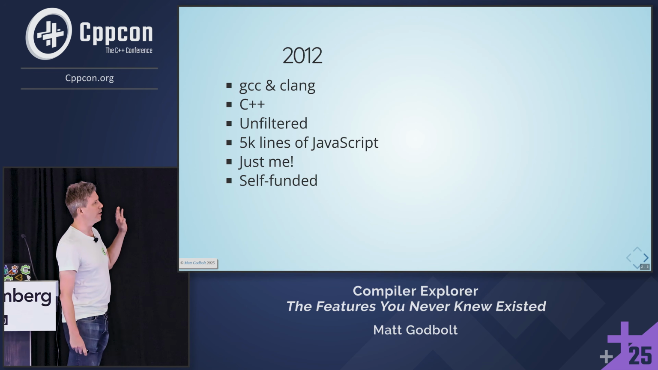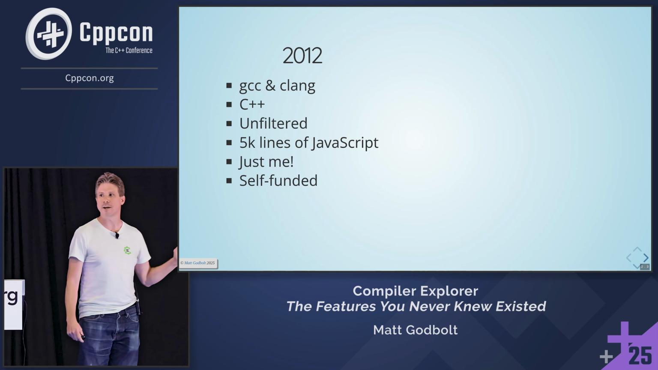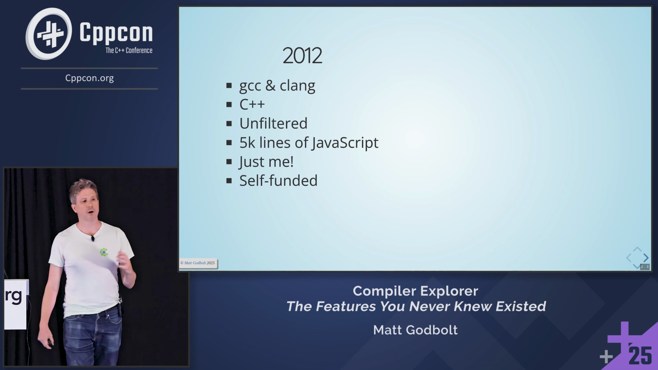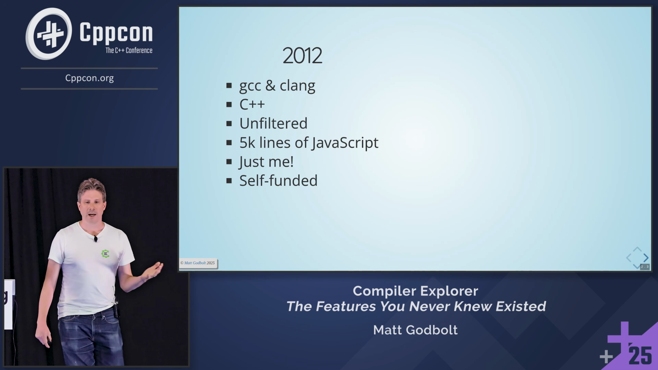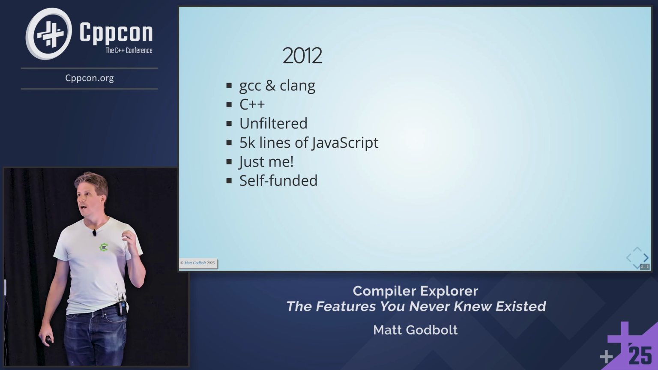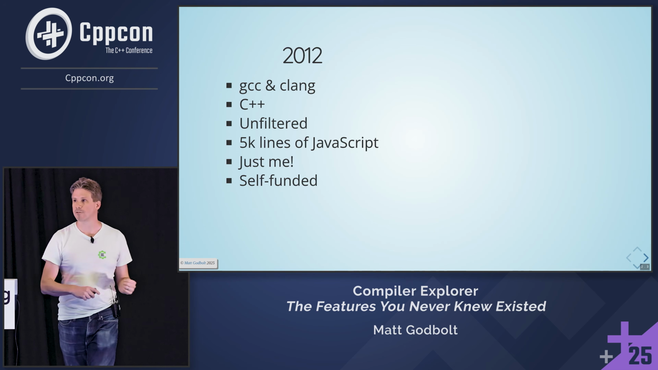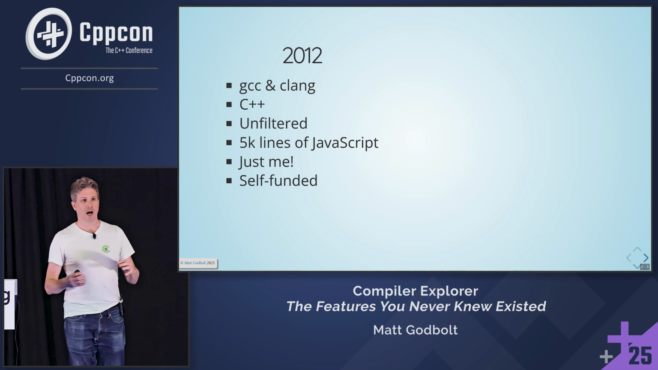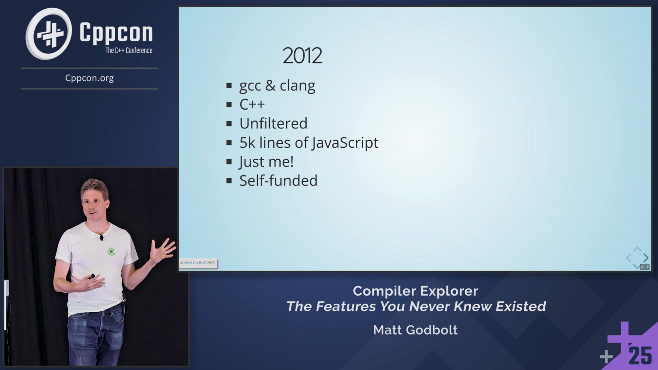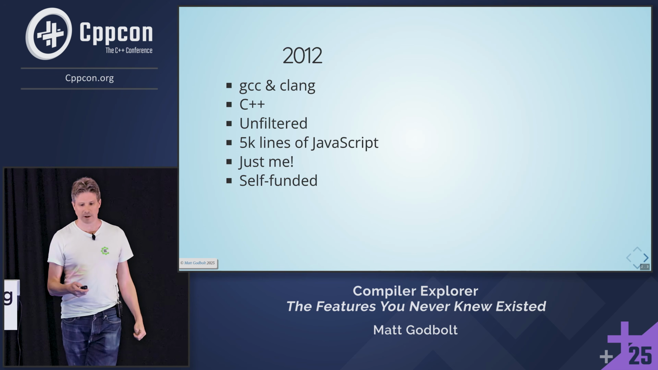So in 2012, we had GCC and Clang, which means that even my name then, GCC Explorer, was wrong. We only did C++, it was unfiltered, it was about 5,000 lines of Node, and it was just me, and I funded it myself. I had a question before we even started saying, do I pay for it myself? I did originally, and it wasn't very much because cloud computing is relatively commodity these days.